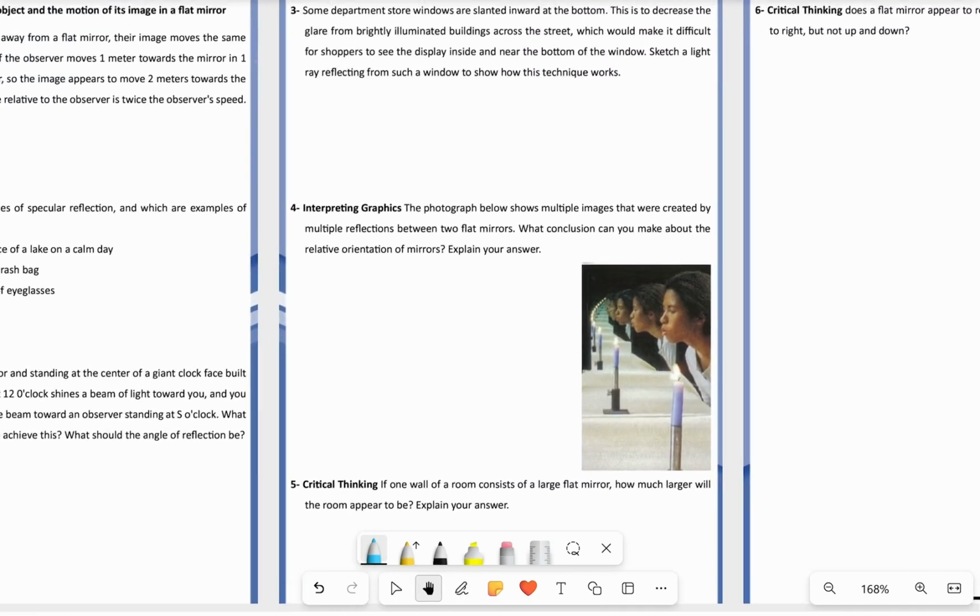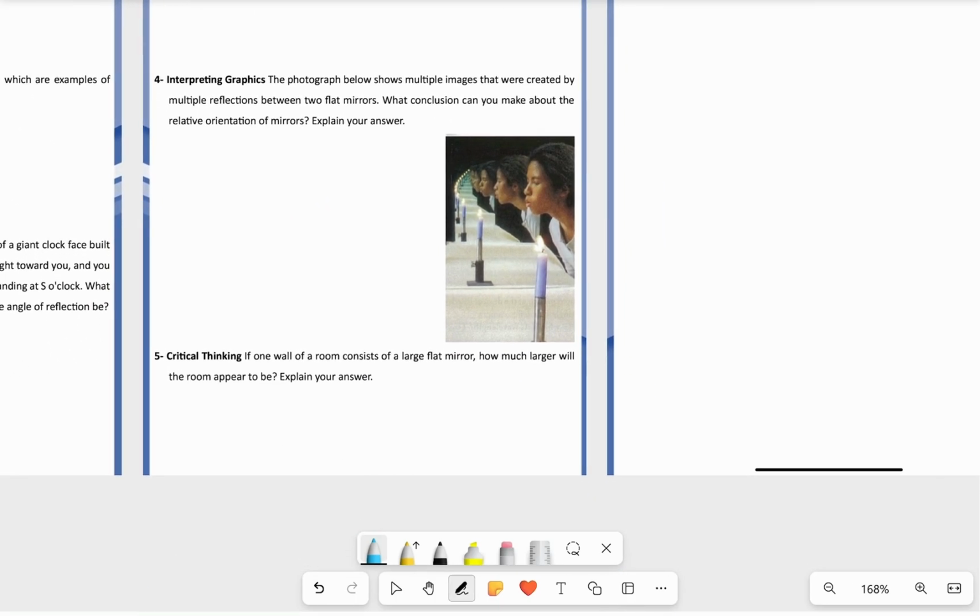We have question 4. The photograph below shows the multiple images that were created by multiple reflections between two flat mirrors. What conclusions can you make about the relative orientation of the mirrors? So the mirrors are placed like this. These are the two mirrors. The angle between them is 0 and they are parallel. If two mirrors are placed parallel to each other, they're going to have multiple or infinite number of images.